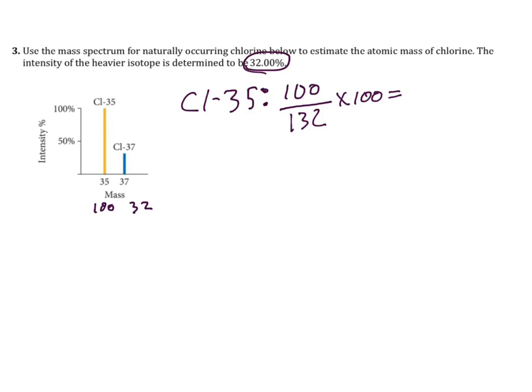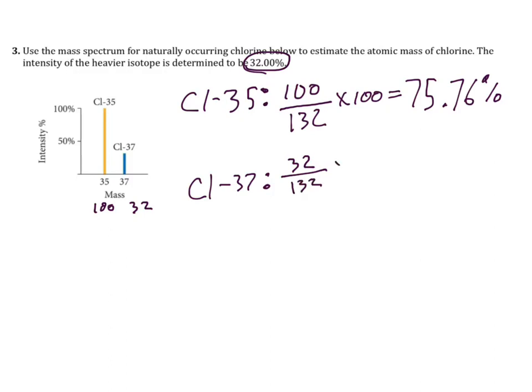So let's go ahead and type that in our calculator. And then we end up with 75.76%. Now, all we need to do is do the same thing for the next one. Again, the mass spectrum gives us the percentage of chlorine 37 as 32%, and we divide it by the sum of all of the percentages, which again is 132. We multiply it by 100, and when you type this in the calculator, it'll give you 24.24%.